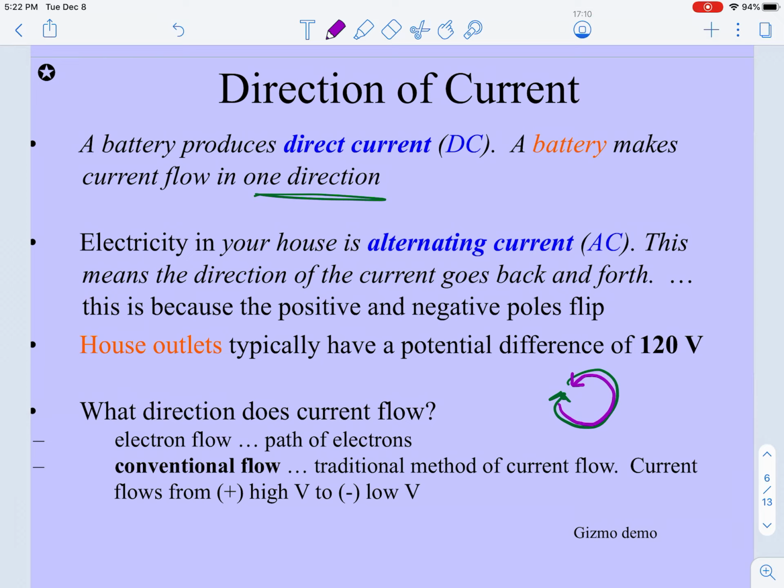This is what we get when we plug something into an outlet in the wall. Those use alternating currents, okay? All right, so what direction does current flow?